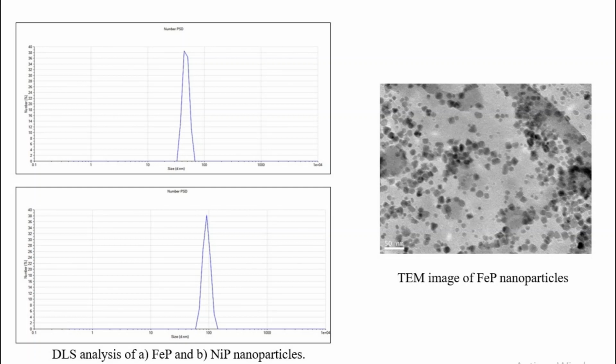100 nanometers. Transmission electron microscopy image shows a quasi-spherical morphology of the iron phosphide nanoparticles and an approximated particle size of 50 nanometers. It is important to mention that the particle size distribution analyzed by DLS is larger compared to results obtained by TEM. This is due to the presence of the oleylamine and oleic acid on the iron phosphide nanoparticle surface.